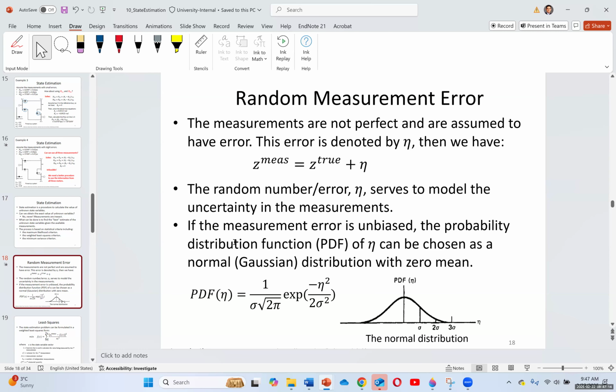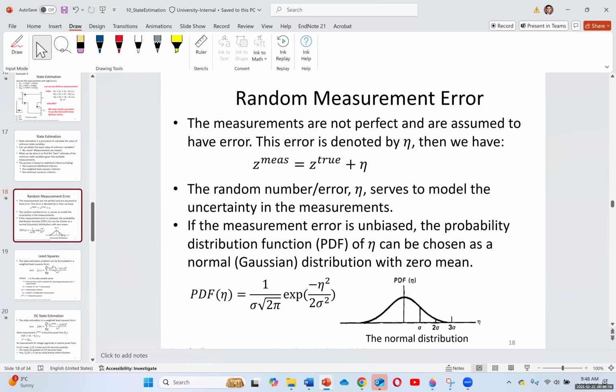So what we need to do is to find the random measurement error. The measurements are not perfect and are assumed to have error, as mentioned. This error is denoted by eta. Then we have z mean is equal to z true plus eta. The random error eta serves to model the uncertainty in the measurements. If the measurement error is unbiased, the probability distribution function, or PDF, of eta can be chosen as a normal, which is Gaussian, distribution with zero mean. So we can estimate it as a Gaussian error function, which has a mean and standard deviation.